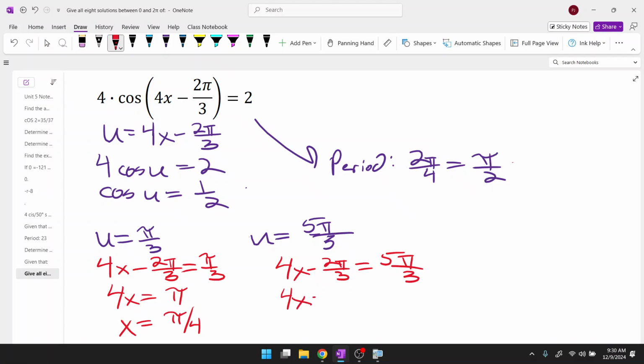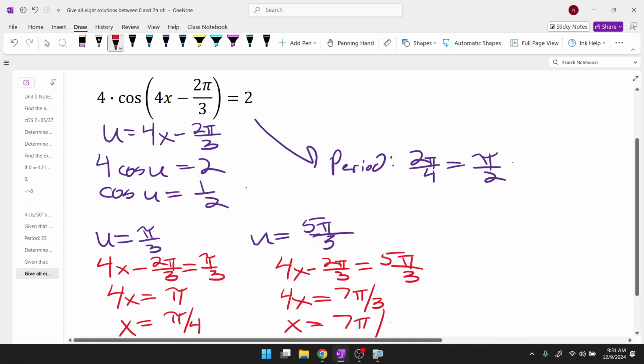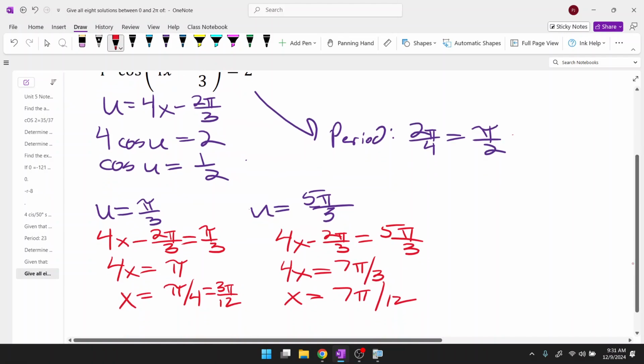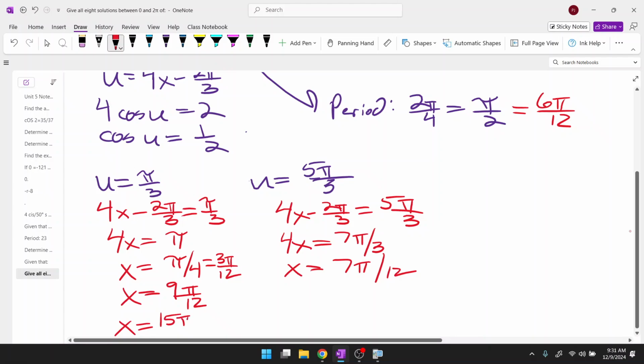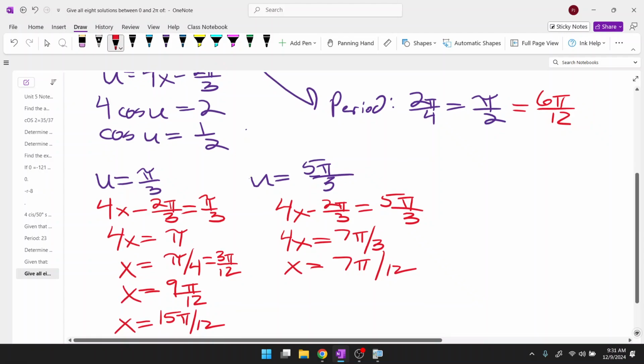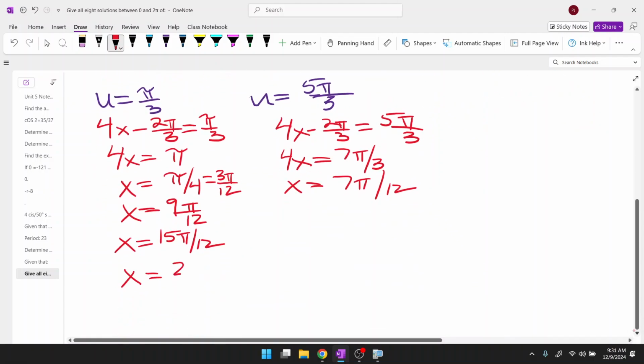And let's see here. This is 4x equal to 7 pi over 3. X will be 7 pi over 12. Now, this would be 3 pi over 12, FYI. So what we can do is we can call this 6 pi over 12. And you can give them to me in simplified or unsimplified forms. But we would get 9 pi over 12, and then 15 pi over 12, and then lastly, 21 pi over 12.